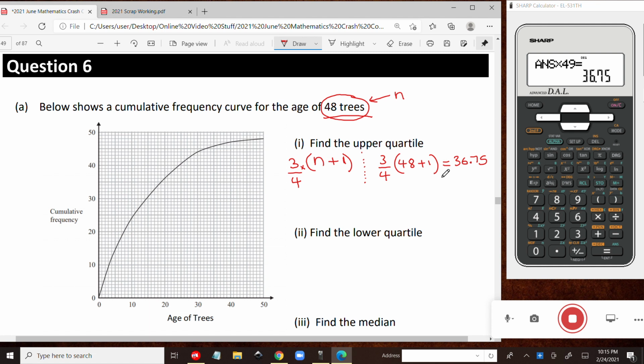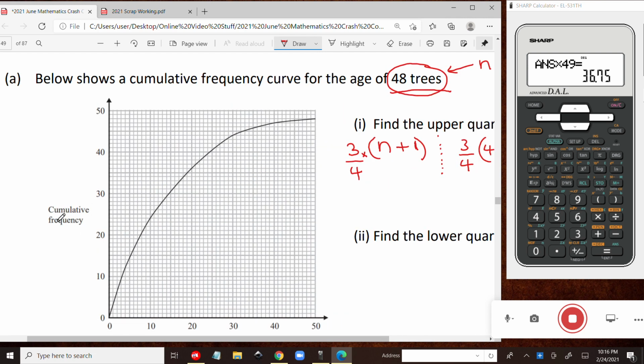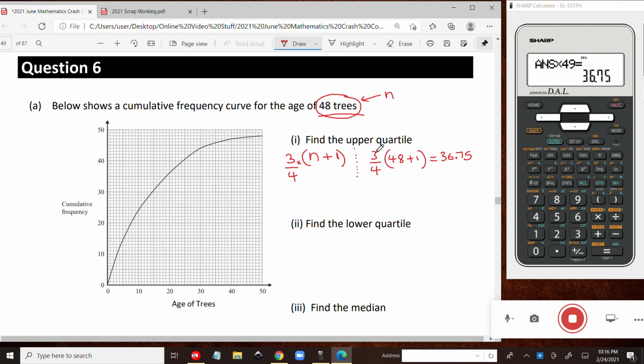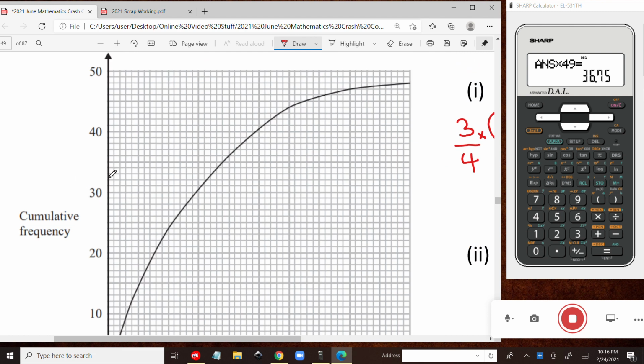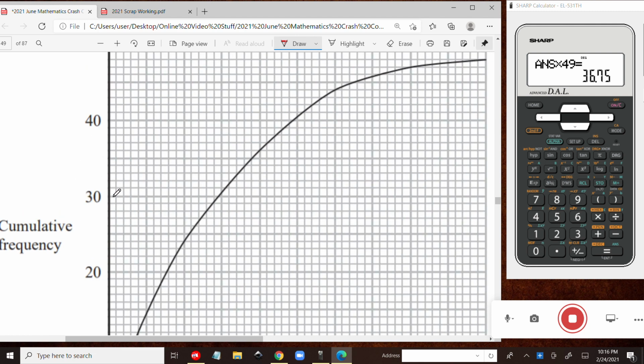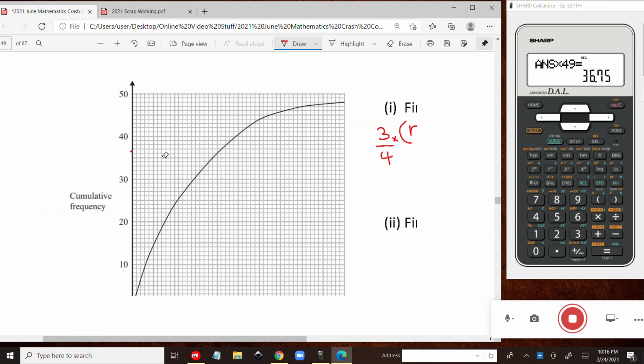Now, 36.75 is not our answer for the upper quartile. It will help us find the answer for the upper quartile. So what we need to do is go on the y-axis and look for 36.75. I'm going to have to approximate where this is. Let me zoom in here: here is 30, 31, 32, 33, 34, 35, 36, 37. 36.75 will be somewhere in between the 36 and 37 mark.